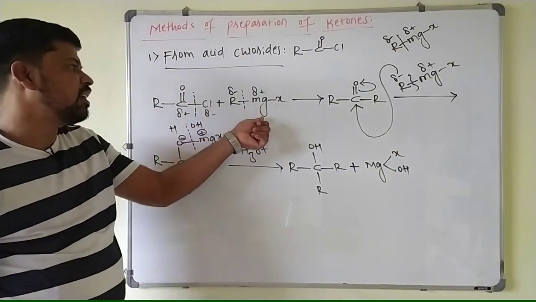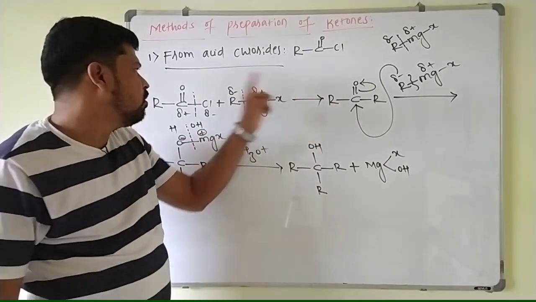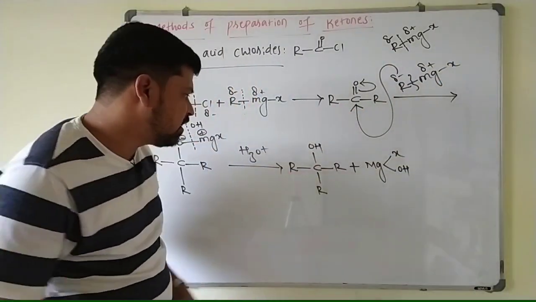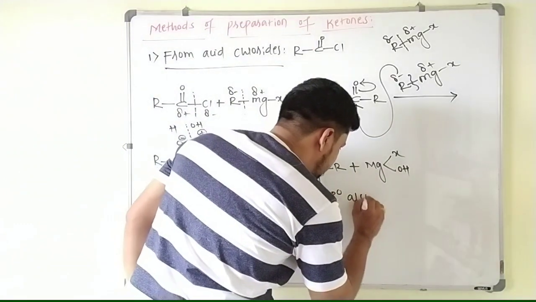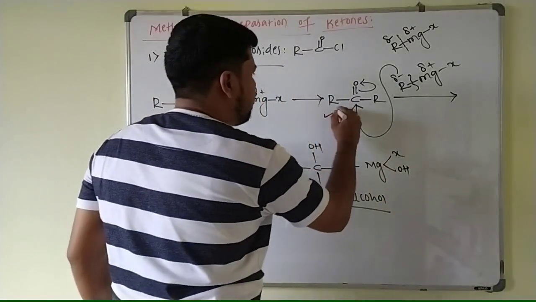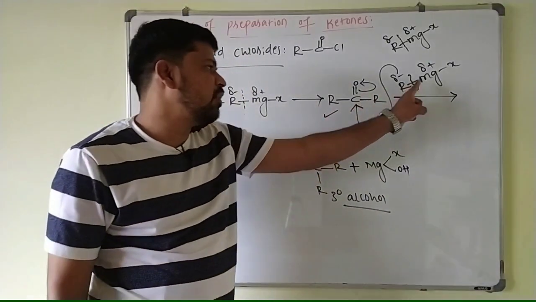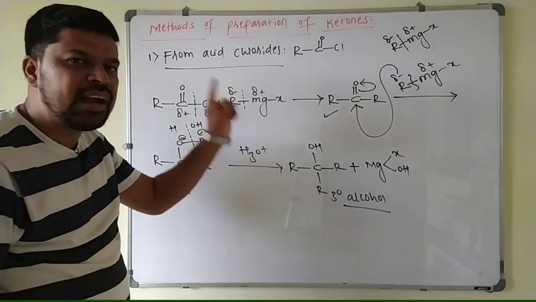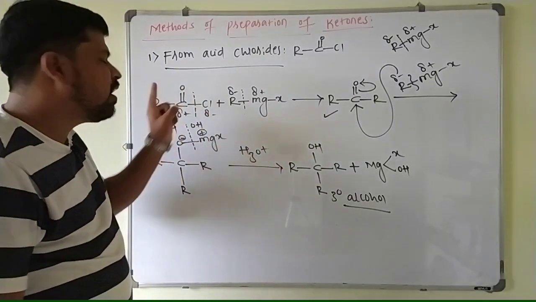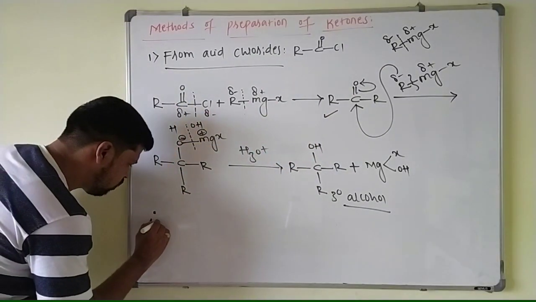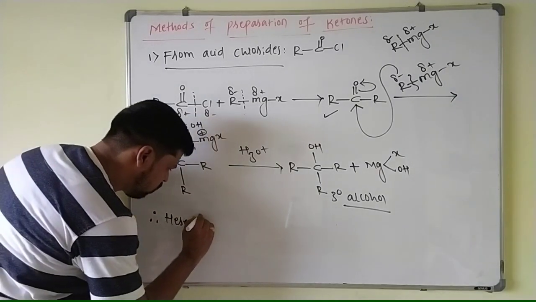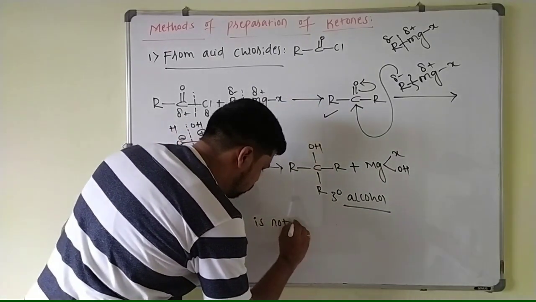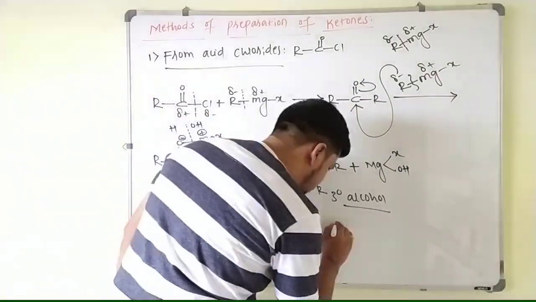That's why this Grignard reagent cannot be directly used to prepare the ketone from the acid chlorides, because once the ketone is formed, it will again react with Grignard reagent to form the tertiary alcohol. In this case, the reaction will not stop at the ketones. What we actually want are ketones here. Again these ketones react with this Grignard reagent to form tertiary alcohol. That's why Grignard reagents cannot be directly used to prepare the ketone from acid chlorides. Therefore, the Grignard reagent, that is RMgX, is not used directly.